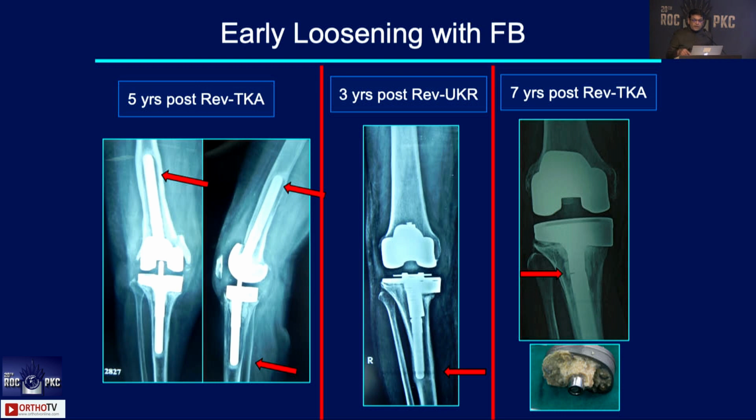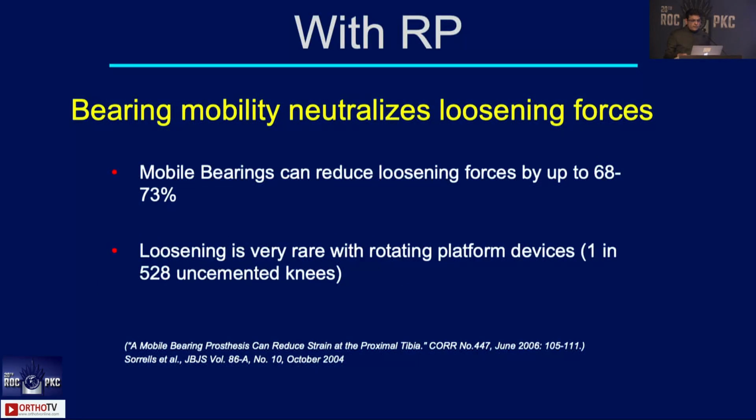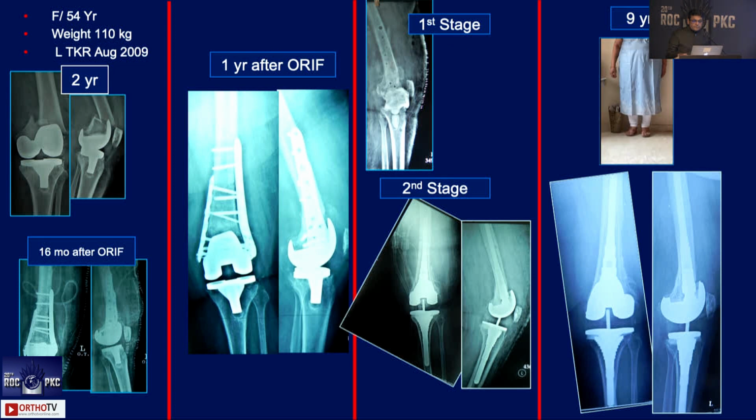And Guruva showed that the incidence of re-revision is because of aseptic loosening, mainly because of the toggle here. The stems have loosened in all these three patients because of the movement that occurs at the joint level. So these are the main reasons for aseptic loosening, and bearing mobility will protect your fixation. Loosening is very rare with the rotating platform device, and I've been using it since 2008, more than 100 cases of revision with the mobile bearing.